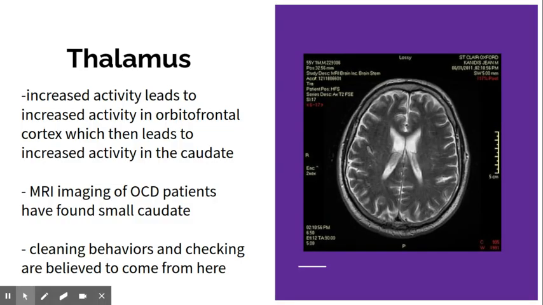The next structure that is important to mention in the brain of someone who has OCD is the thalamus. The thalamus is a structure in the diencephalon, and people who have OCD have increased activity in the thalamus that leads to increased activity in the orbital frontal cortex, which then leads to increased activity in the caudate nucleus, which I just spoke about. MRI imaging of people who have OCD has found that they actually have a smaller caudate nucleus than people who don't have OCD. It is also believed that cleaning behaviors and checking behaviors originate in the thalamus, which is why people who have OCD have dysfunctions in this area.